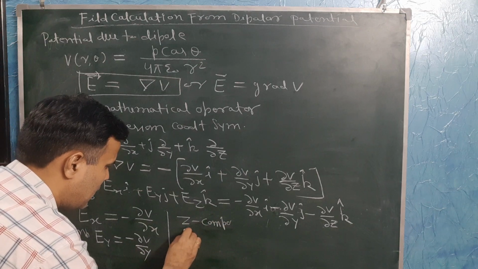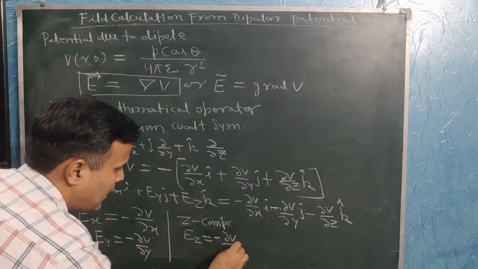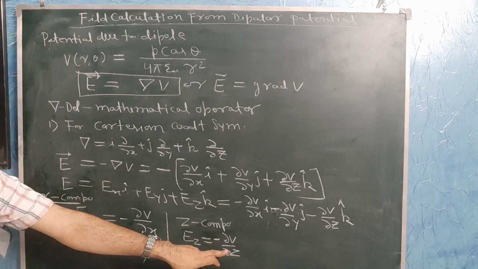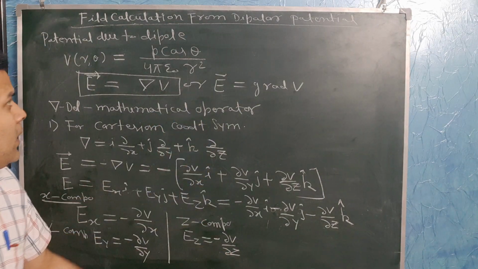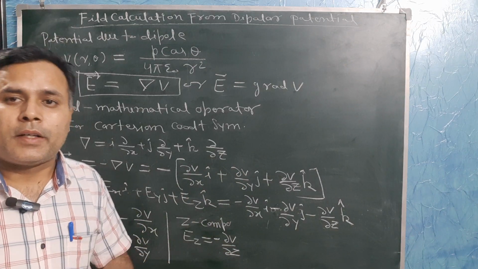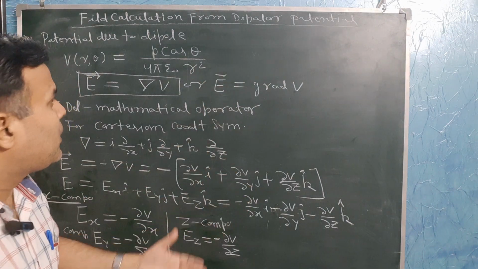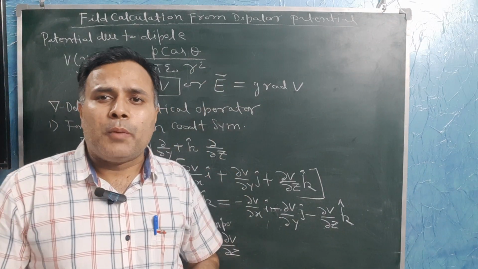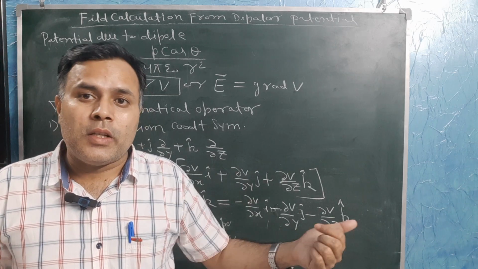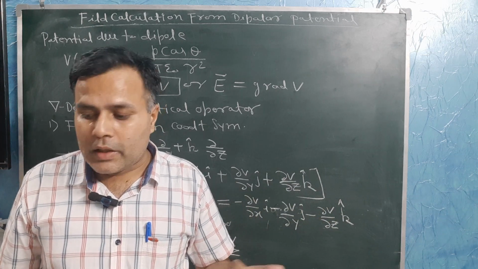Ez is minus del V by del z. So in this way, we can find out the component profile of the electric field for a given potential profile. In this case, this is a general profile. If we have some potential profile, let's say x y square z, then for this potential profile we can simply find out the components of the field in Cartesian coordinates.